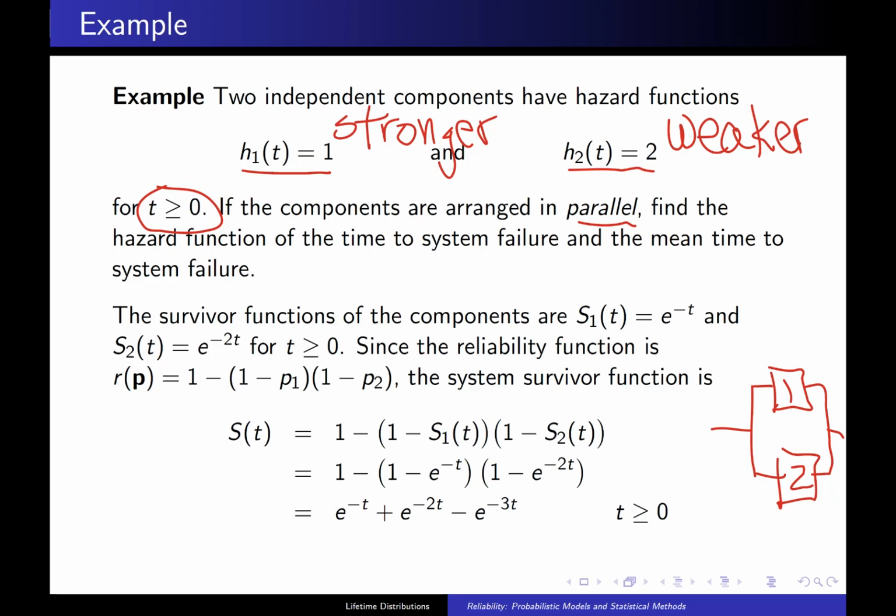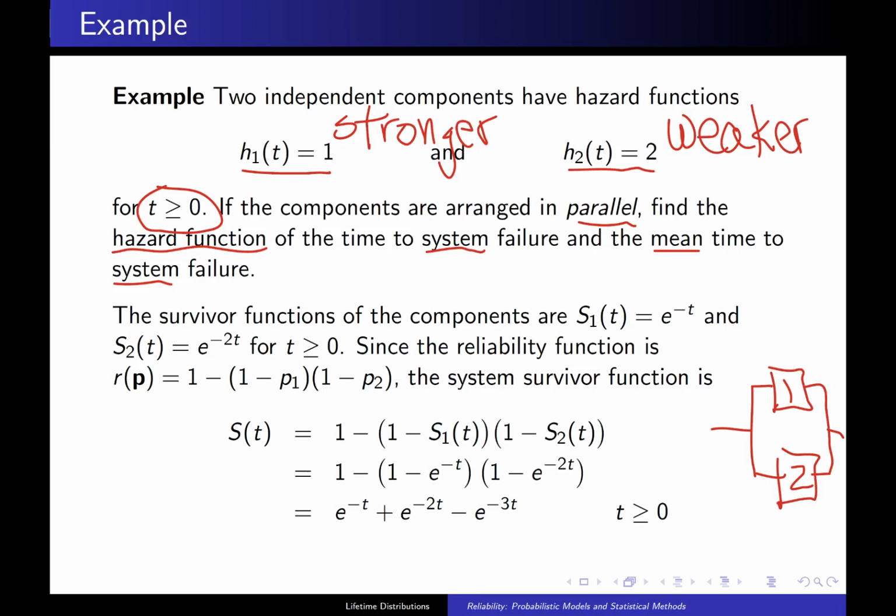There are two things we'd like to find in this example. The first thing, we would like to find the hazard function of the time to system failure. And then the second thing we'd like to find is the mean time to system failure.